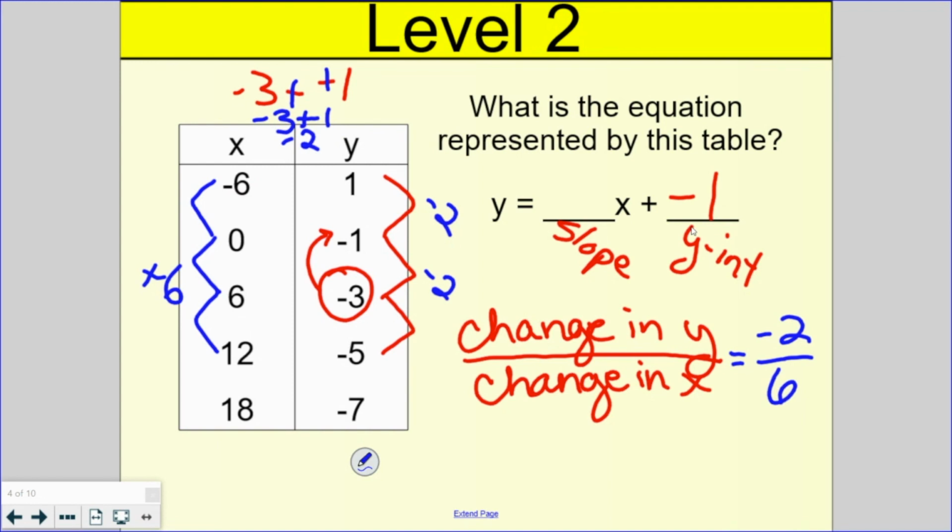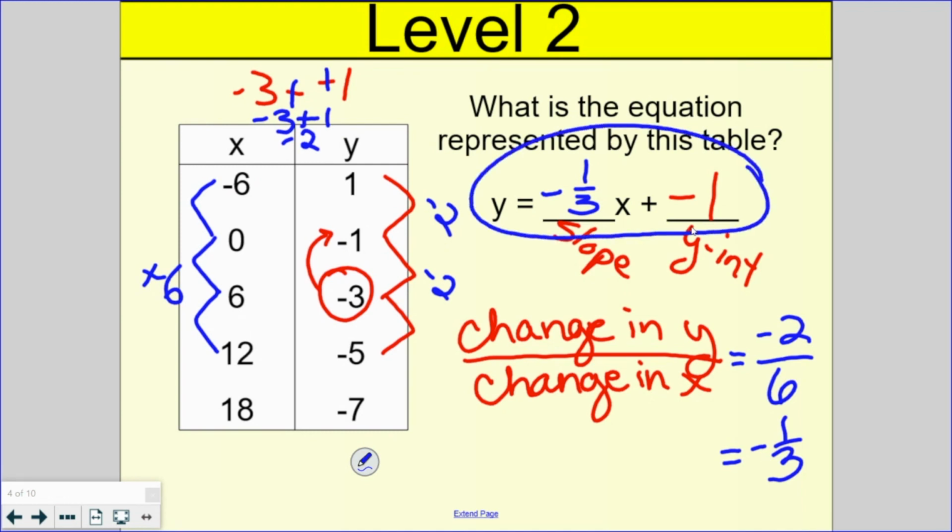When we write it as our slope, we have our change in y, -2, over our change in x, which is 6. So -2 over 6. This simplifies down to -1/3. And we write it in the most simplified term. So y equals -1/3 x plus -1, or minus 1, is the equation. This is the equation of the line that is represented by this table.